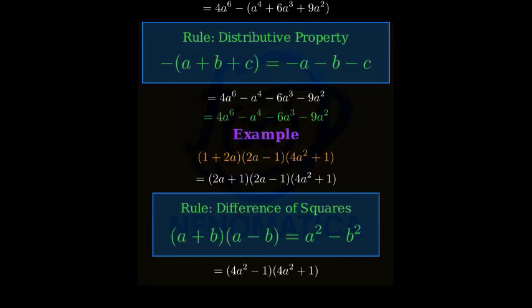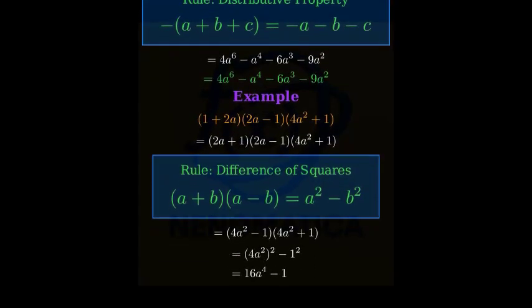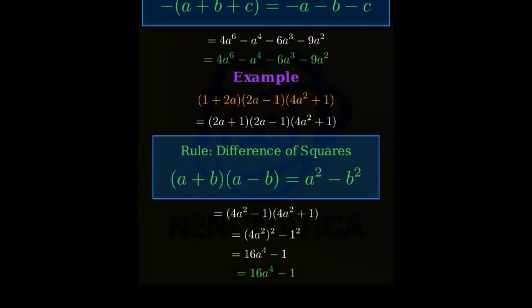Now we have the product of (4a² − 1) and (4a² + 1). This is also in the form of (a − b)(a + b), where a equals 4a² and b equals 1. Applying the difference of squares formula again, we get a² − b². Therefore, our final answer for the second example is 16a⁴ − 1.